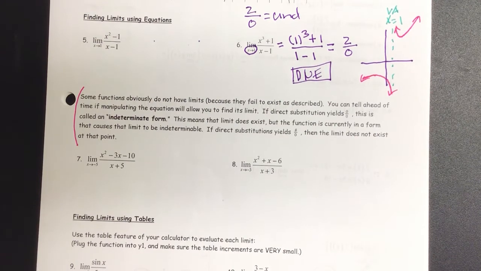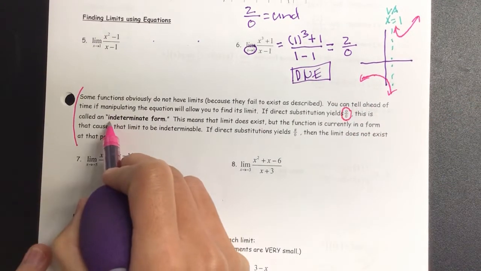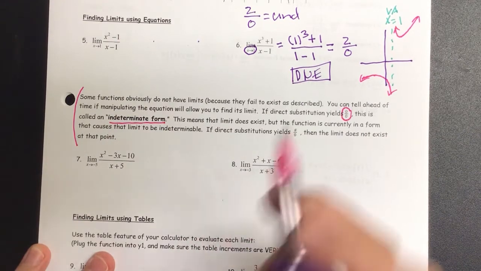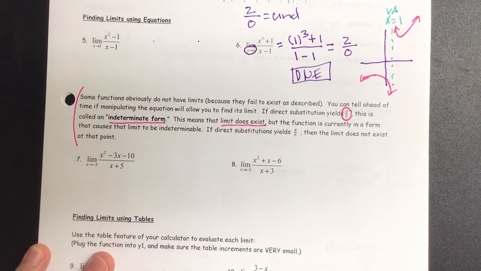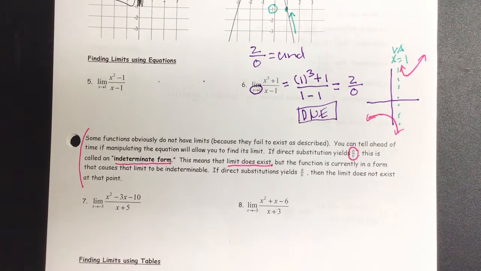All right, pretty lengthy, right? Yes. So here's a summary. 3 things that are important. When your limit becomes 0 over 0, that is called the indeterminate form, which also means the limit actually may exist, meaning we have to do a little more. So I'm going to give you an example of that with number 5.